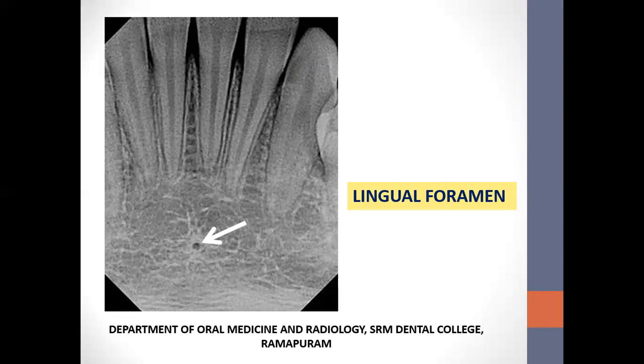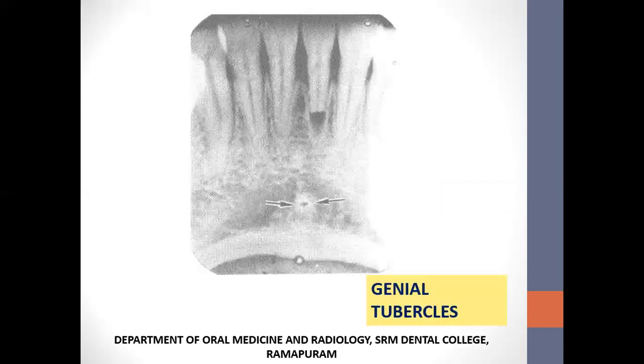The lingual foramen is typically seen as a single round radiolucent canal with a well-defined radiopaque border lying in the midline below the level of the apex of the mandibular central incisors. The next landmark is the genial tubercles, which is also called the mental spine. It is located on the lingual surface of the mandible, slightly above the inferior border, in the midline.